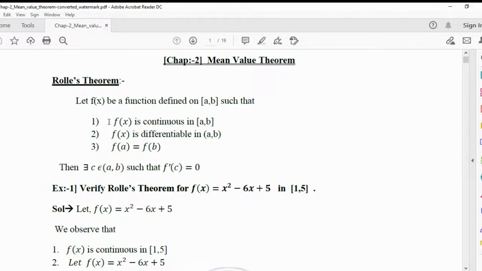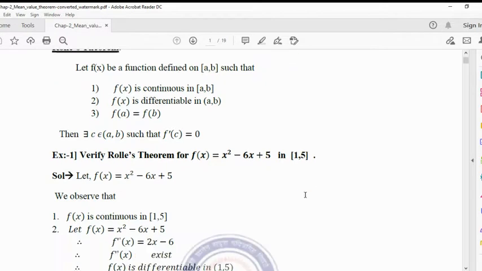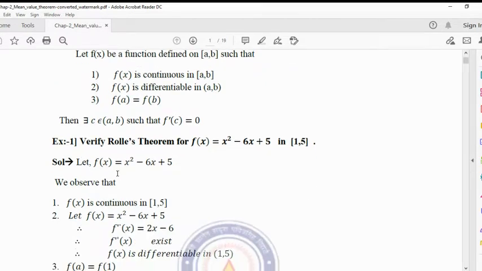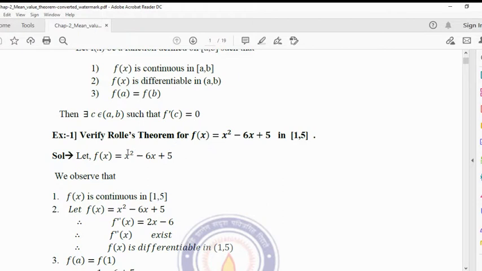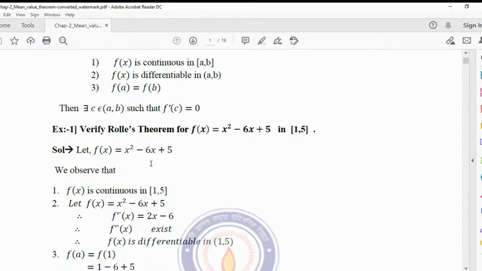Now we have to verify Rolle's theorem for this function f of x is equal to x square minus 6x plus 5 in the closed interval 1 to 5. Now here what is given? Given that f of x is nothing but x square minus 6x plus 5. This is an algebraic function, so it is always continuous on any closed interval. So first condition is obvious, that is f of x is continuous on closed interval 1 to 5.